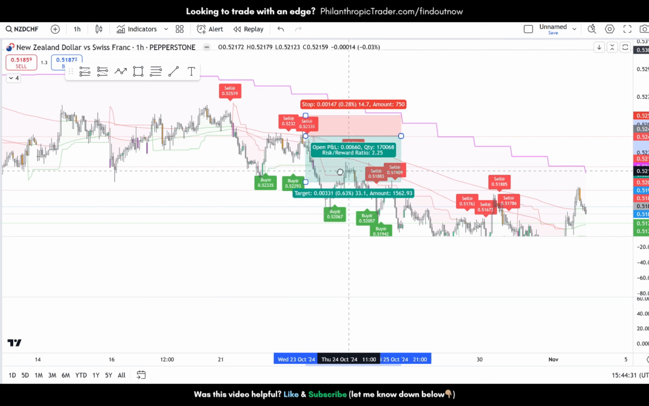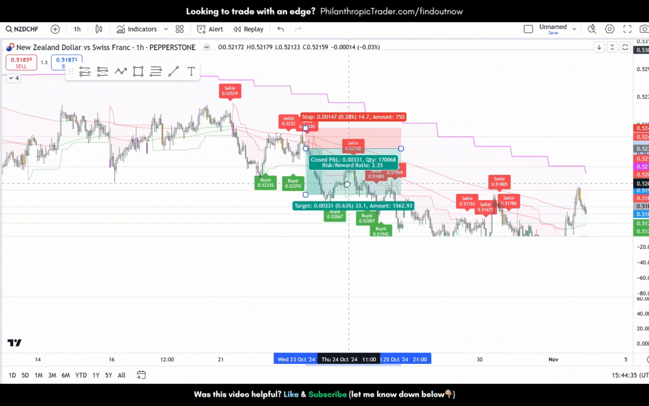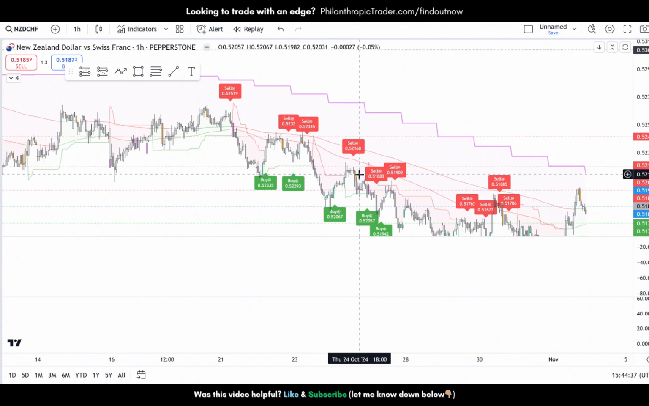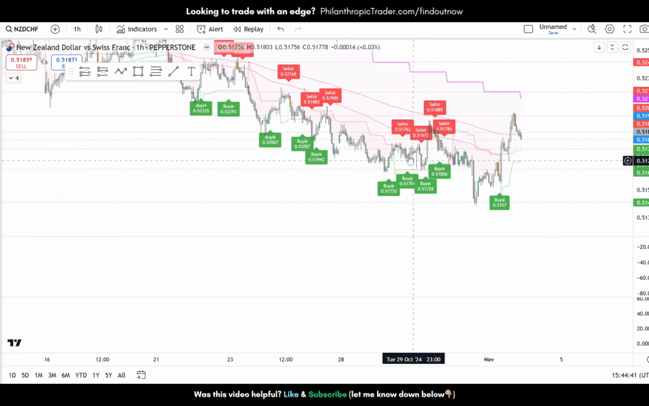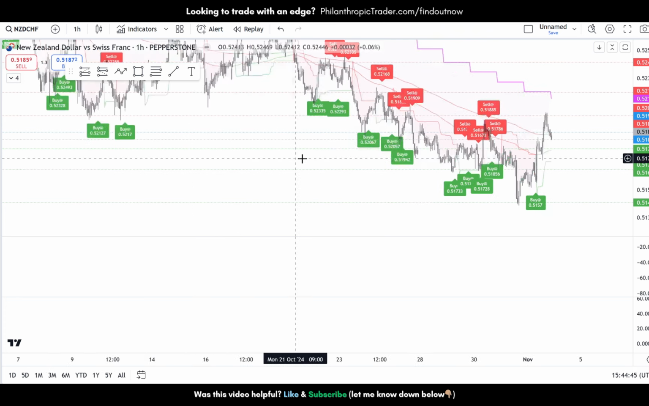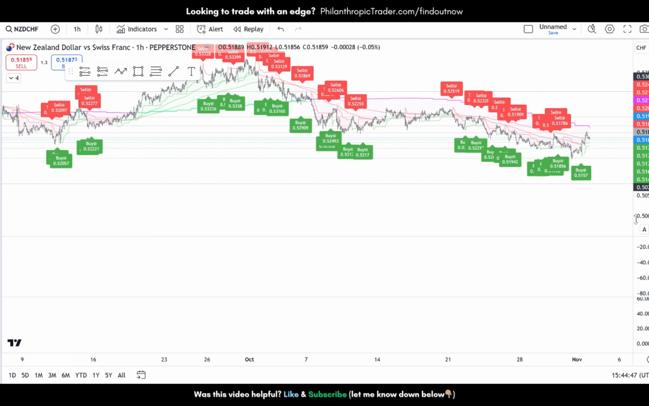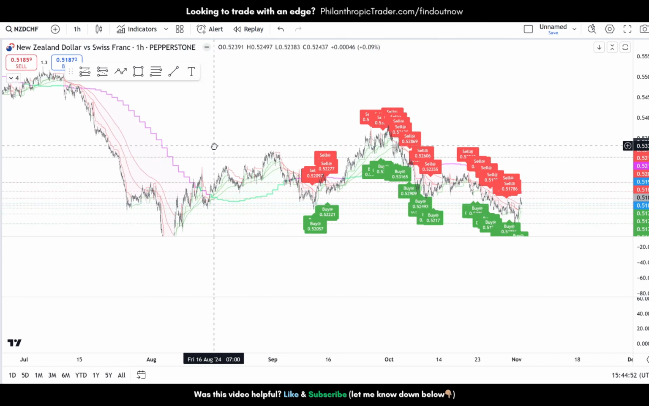Again, here we only take sell orders. Another win. Here another win. We see again a win, a win, a win. Only winners. So this is quite an interesting indicator. And of course, just take a look at what is the overall direction of the trend.